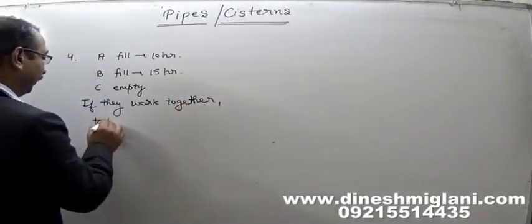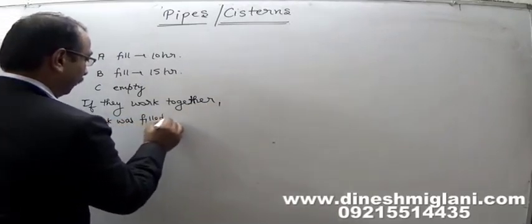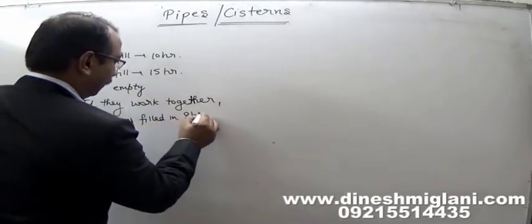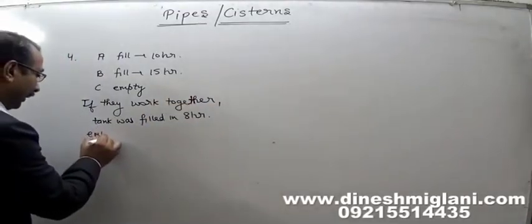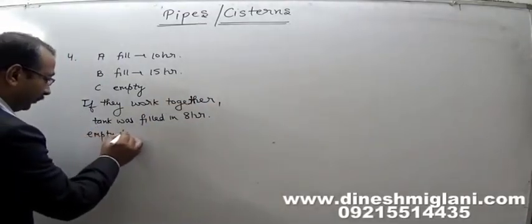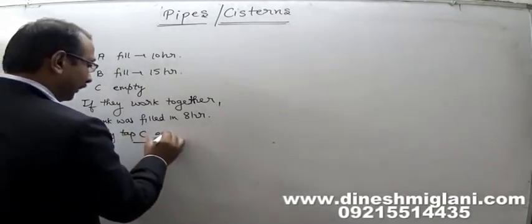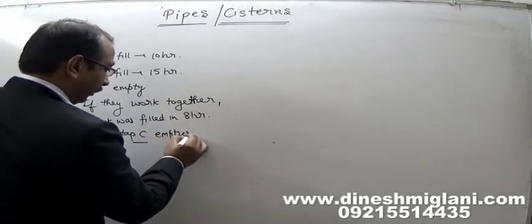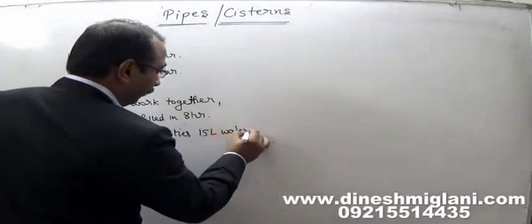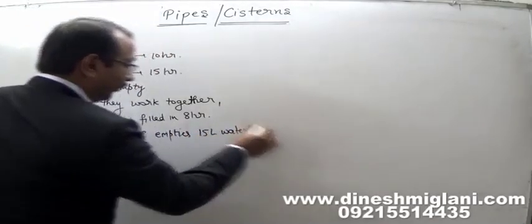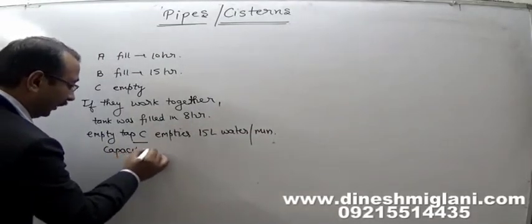the tank was filled in 8 hours. And the emptying tap, that is C, empties 15 liter water per minute. We have to find out what is the capacity of the tank. The question is, what is the capacity of the tank?